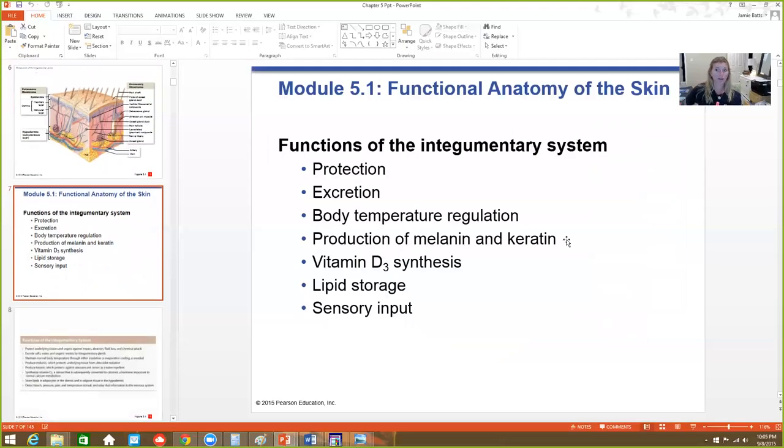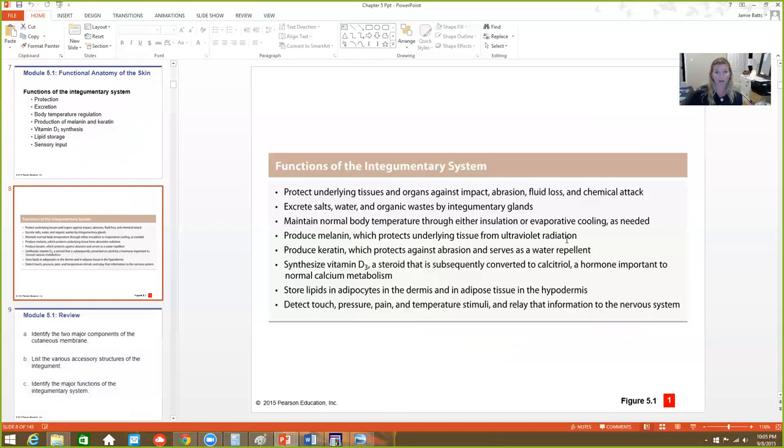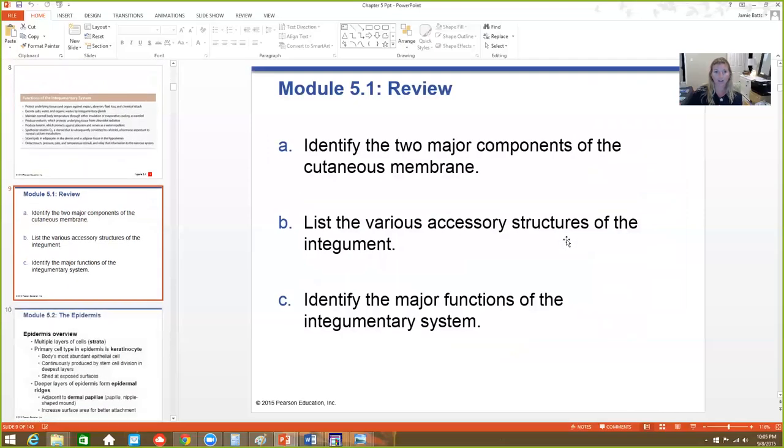So let's talk about functions of the skin. It's there for protection, excretion, body temperature regulation, production of vitamin D, also production of melanin and keratin, two major proteins, storage of lipids, as well as sensory input for the rest of the body. This is summarized for you in your book in a little chart that looks something like this. And here are a few review questions. You can pause the video at this point and go back and see if you can answer these questions. I'm going to keep going, so this video isn't 5 hours long.